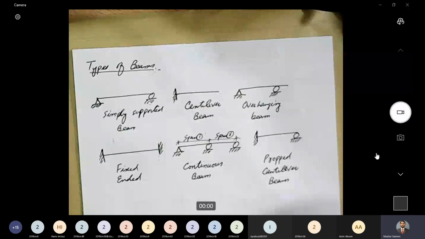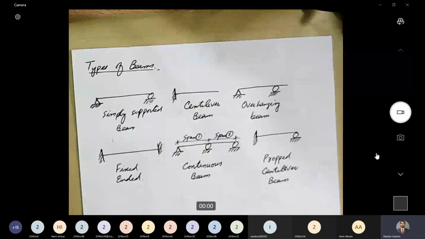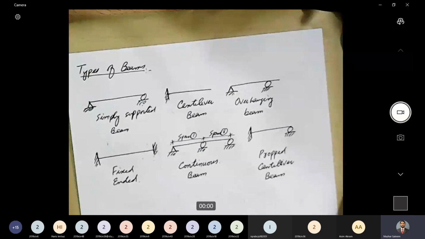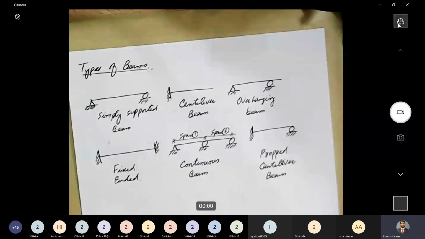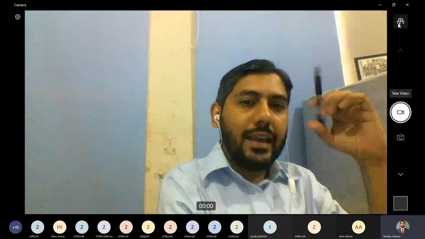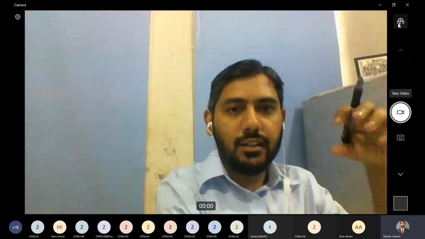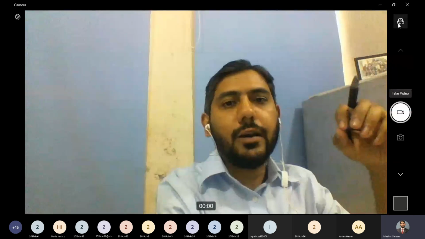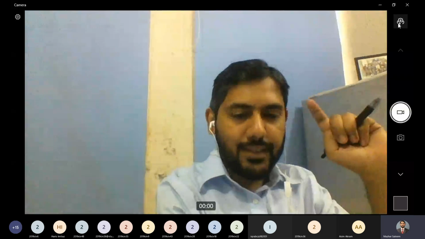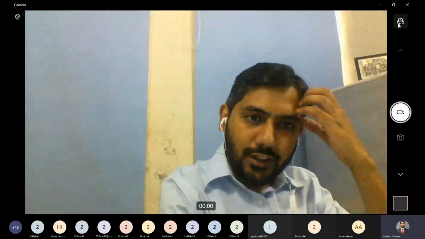Okay, that's good. Determinate structure and indeterminate structure. This is a very important concept, determinacy and indeterminacy. Any structure that can be completely analyzed just by using three conditions of equilibrium is termed a determinate structure. And why am I saying three conditions of equilibrium?